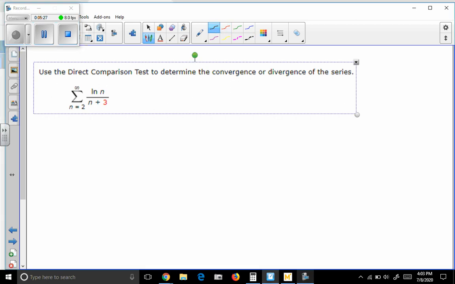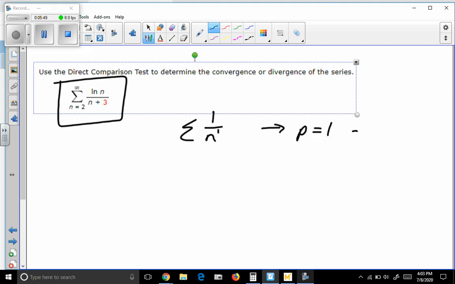Okay, so let's take a look at this one. Let's think about what we want to compare it to. Do we want to compare it to 1 over n by taking off that plus 3? Let's think about whether or not that would be a good choice. This is a p-series with a power of 1. P-series, p equals 1, that diverges. If p is 1 or smaller, the p-series diverges.